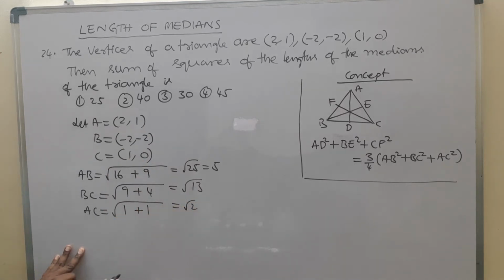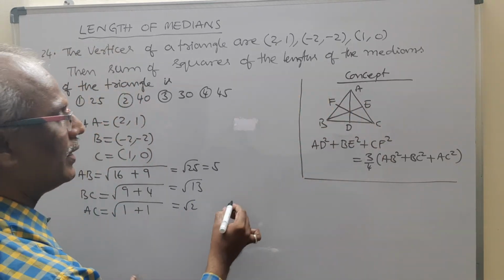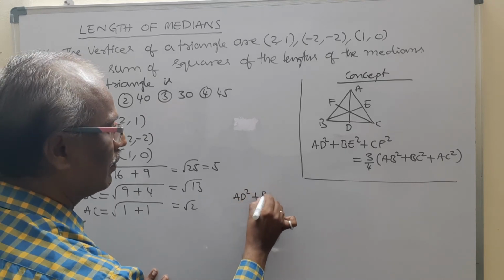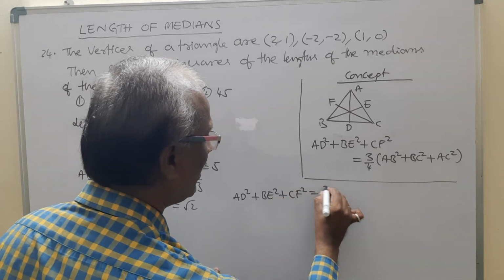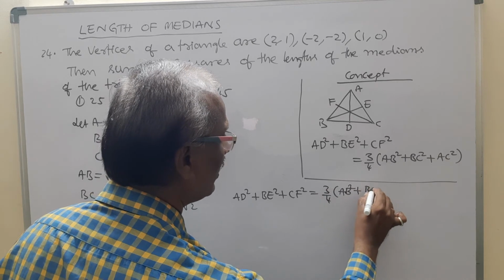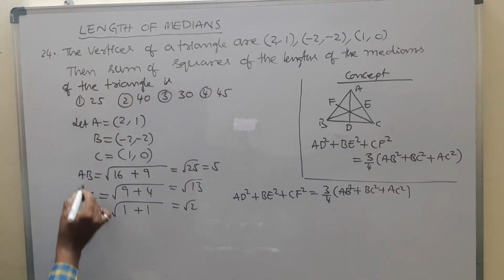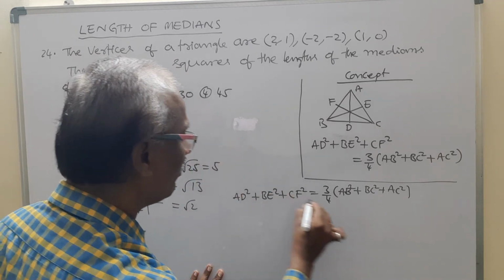Here to find AD, BE and CF, the medians. Here the relation: AD square plus BE square plus CF square equal to 3 by 4 times AB square plus BC square plus AC square. This is the formula. Here AB is 5, 5 square, 25.